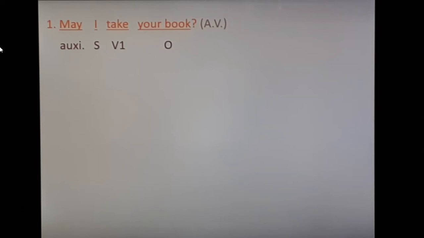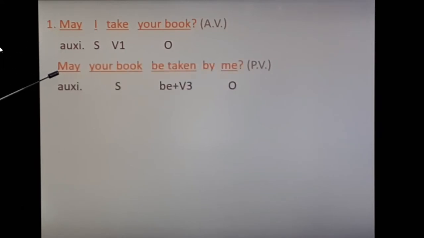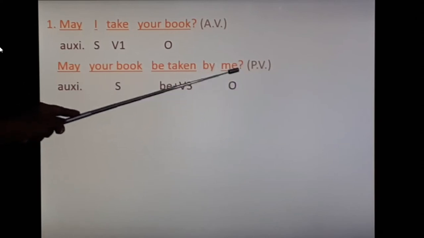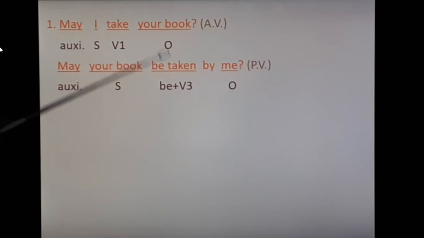Let's turn this to passive. May, that you have to write here in the beginning because we are framing an interrogative sentence. So may, then your book will come after may. Your book, that is subject, then you have to add be, then V3 form of take. So taken by, I becomes me, then put question mark. This is passive voice. May your book be taken by me?